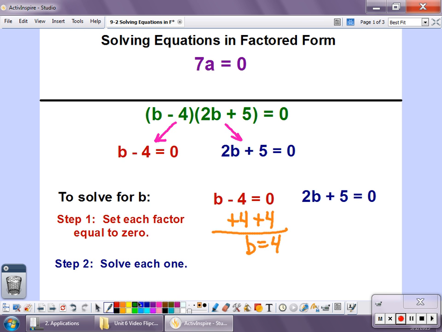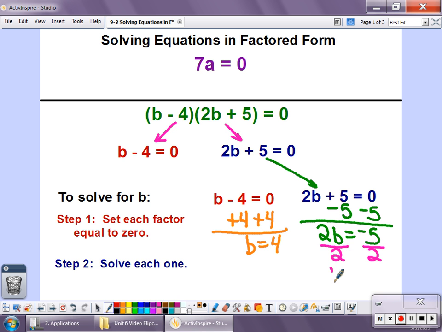To find out my second possibility for b, I set 2b plus 5 equal to 0, and then I solve it. I'm going to subtract 5 on both sides. That gives me 2b equals negative 5, and then I need to isolate that b, divide by 2, and I find out that b equals negative 5 over 2. So that tells me in this problem that b could be either 4 or negative 5 over 2. Because I have two factors, I also have two possibilities for what b could equal.